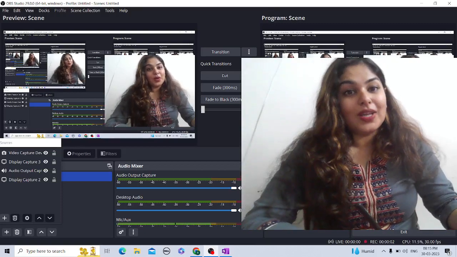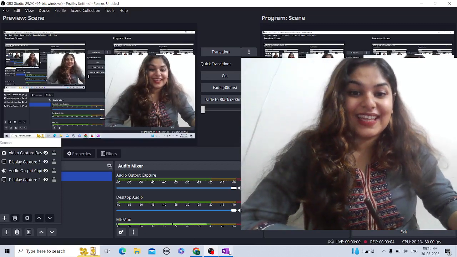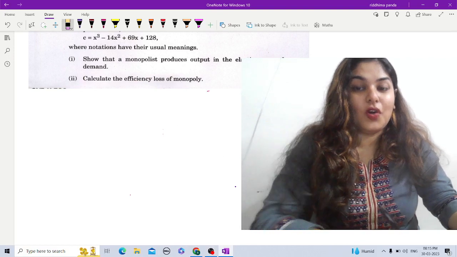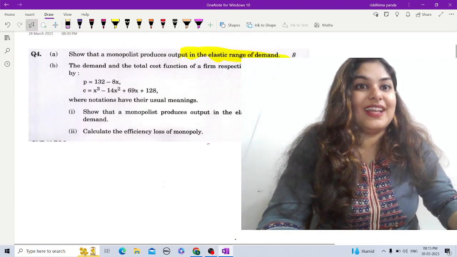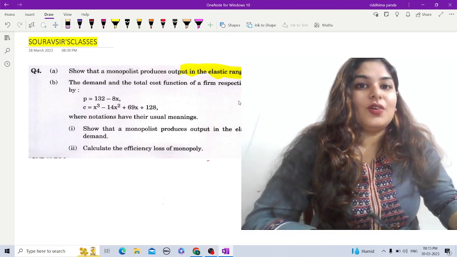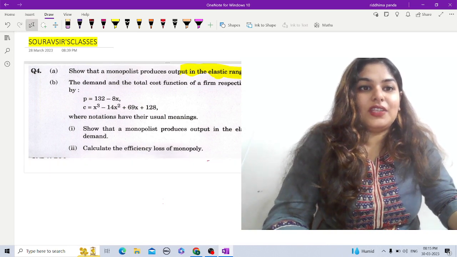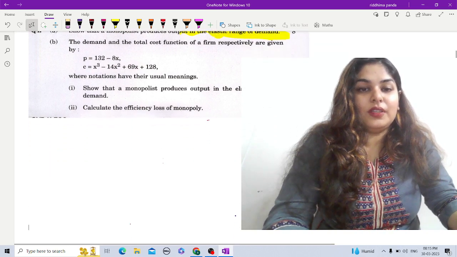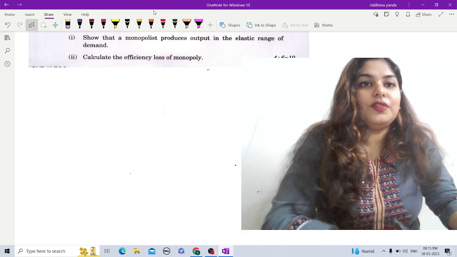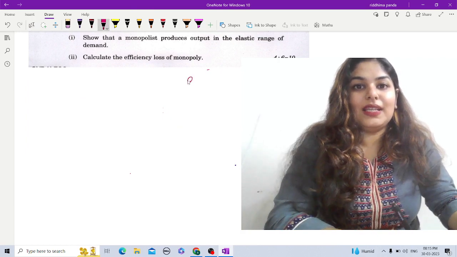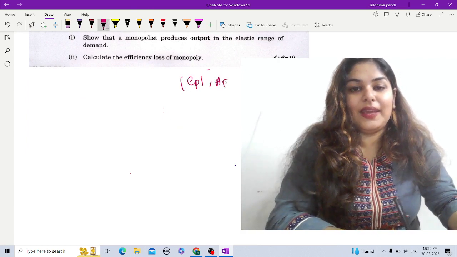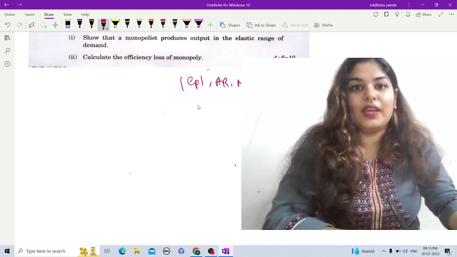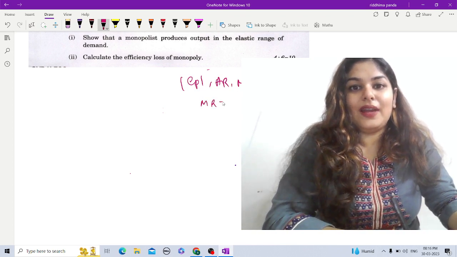Why a monopolist never produces in the inelastic portion of the demand curve, or why it always produces in the elastic portion, right? So let's first try to understand the relation and draw the diagram here. In order to understand the relation between elasticity, AR and MR, let's write down the relation. That is, MR is equal to AR into (1 minus 1 by EP).